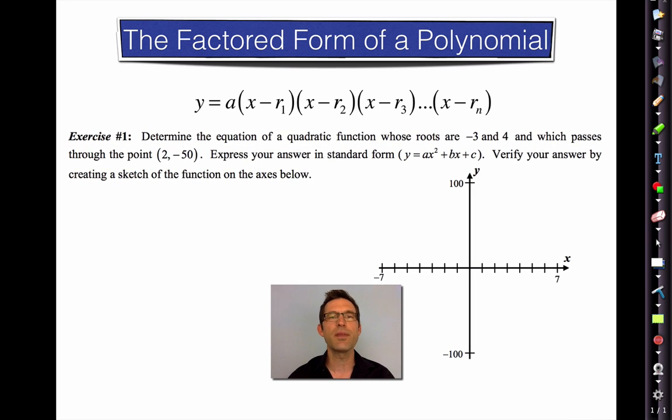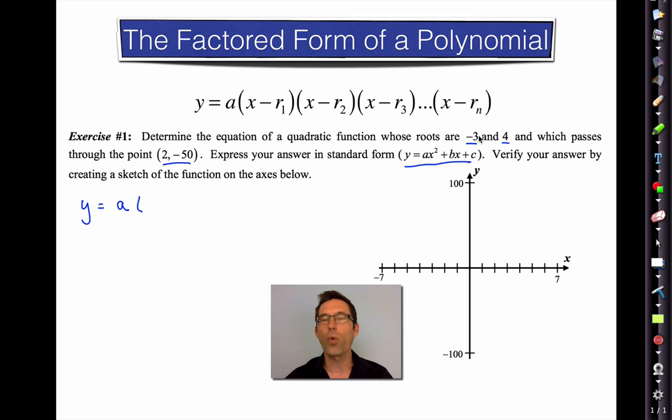Exercise 1 says, determine the equation of a quadratic function whose roots are -3 and 4, and which passes through the point (2, -50). Express your answer in standard form. Verify your answer by creating a sketch of the function on the axes below. All right, well, here's how this works. I don't know what the value of a is, but I'll figure that out eventually.